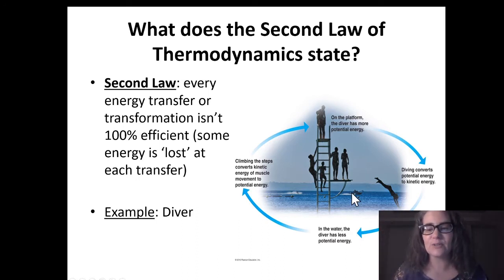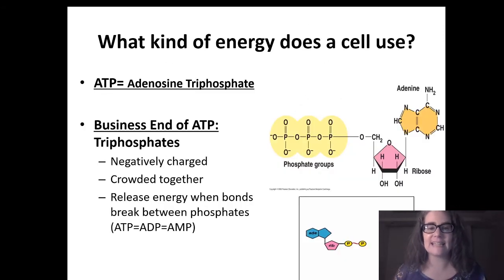I show a diver over here. If you climb and change your potential energy and then dive off a platform, you change some of your energy of position into energy of motion and heat as you're diving down. Some of that energy cannot be claimed back by you. So in order to dive again, you have to climb the steps again, right? And change your position so that you can dive a second time.